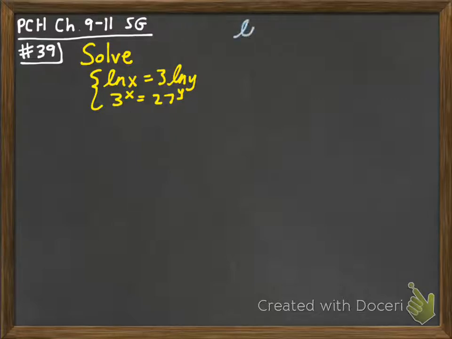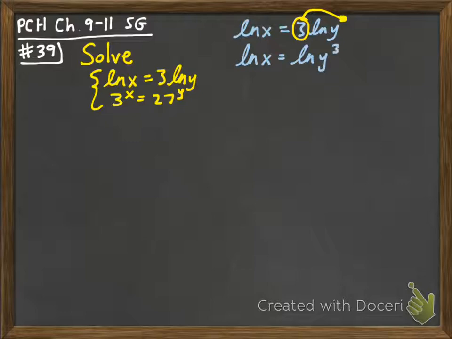So the first thing we're going to do is take this first equation and rewrite it using the properties of logarithms. In this particular case, we take this 3. Anytime you have a number out in front of a log, you get to move that number to the exponent position. So that's what this is going to look like. We're going to take the ln of x, and set that equal to the ln of y to the third.